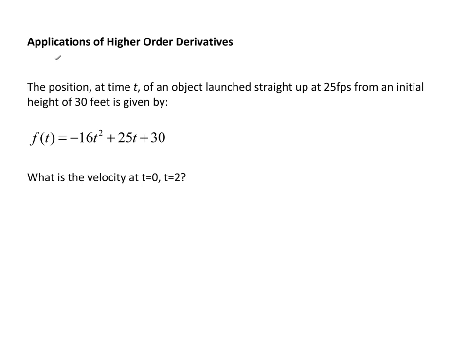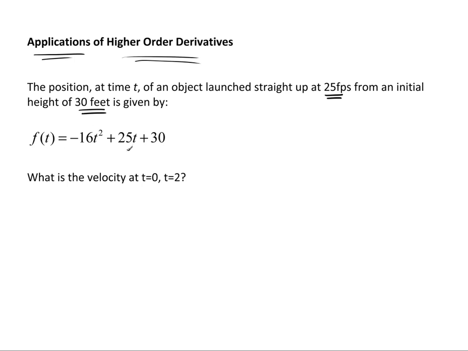Let's take a quick look at an application of higher order derivatives. This is a very common physics type application. The position at time t of an object launched straight up at initial velocity of 25 feet per second from an initial height of 30 feet is given by f of t equals negative 16t squared plus 25t plus 30.